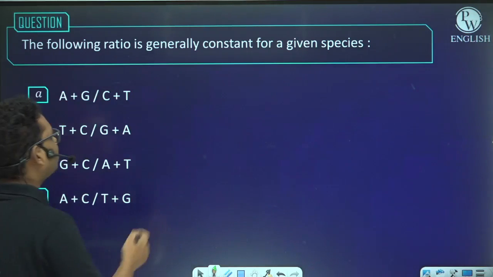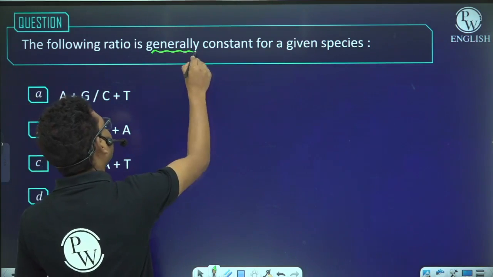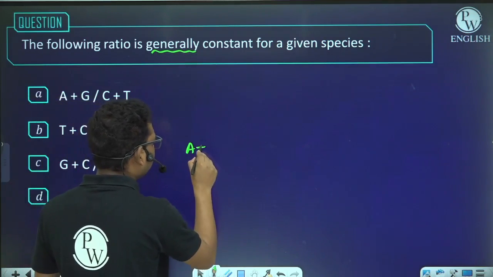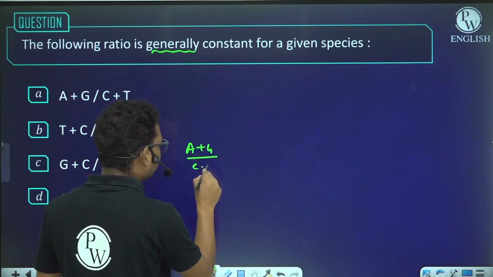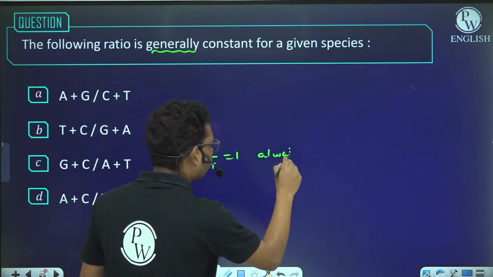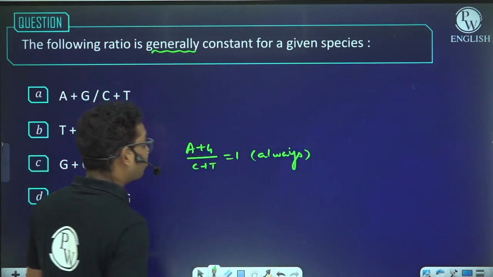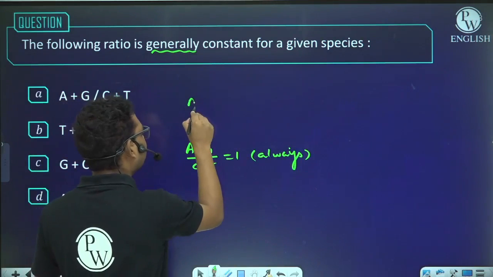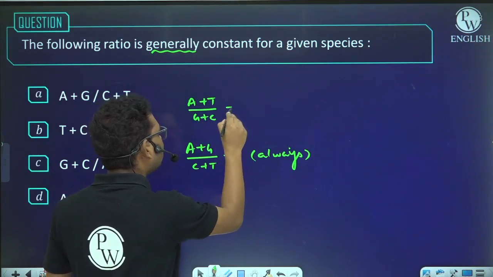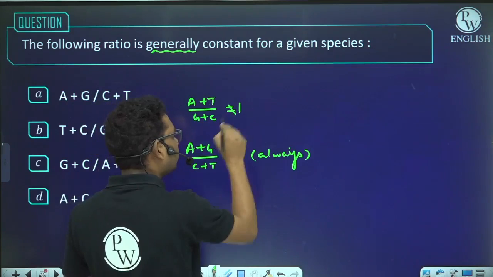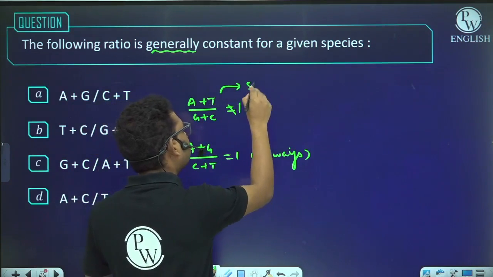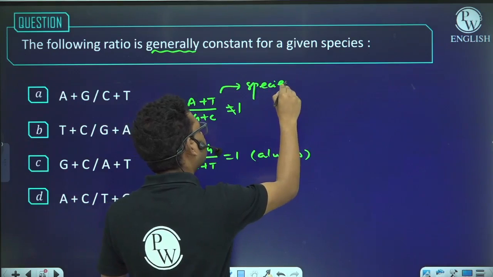Okay, now next. The following ratio is generally constant for a given species. Which ratio is generally constant? We know that adenine plus guanine upon cytosine plus thymine is always 1 for every organism. But if I take another example, A plus T upon G plus C, this is not 1, and the value of this ratio is species specific.